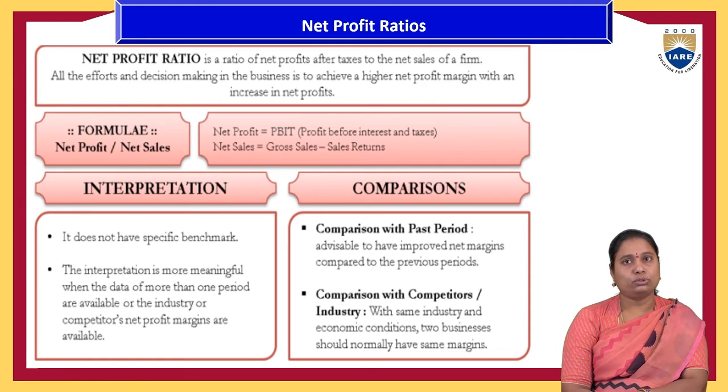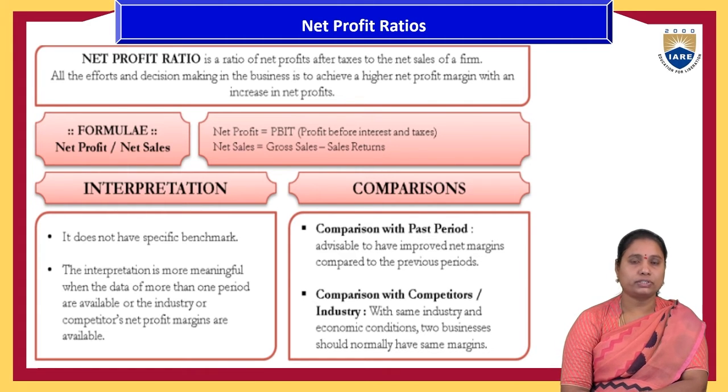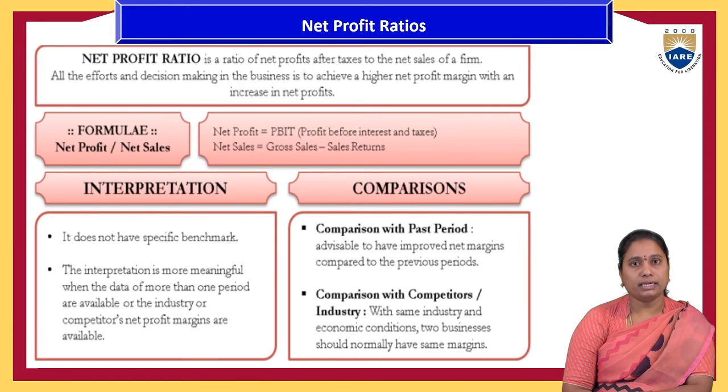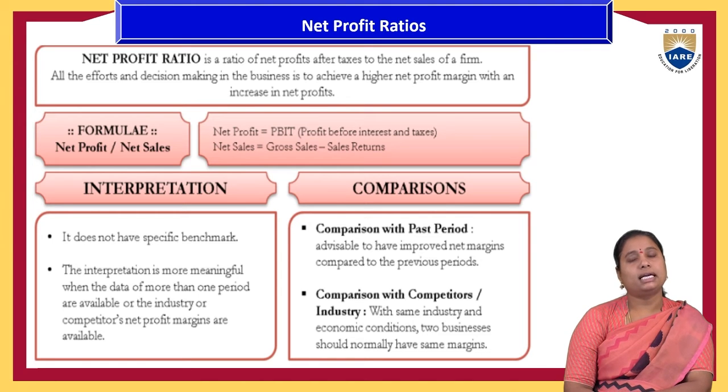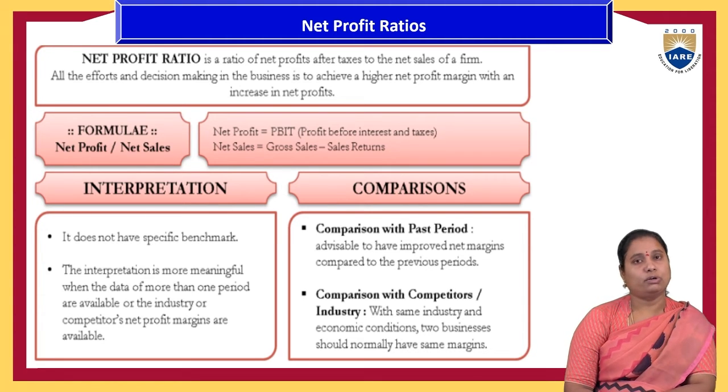And here the formula used is net profit divided by net sales, whereas the net profit is calculated with the help of profits before interest and tax, and net sales indicate the gross sales minus sales returns. Here it is interpreted against specific benchmark levels and the total cost impact on the revenue generated by the organization. It is useful for comparison with past periods and for comparison of one industry with another industry also.